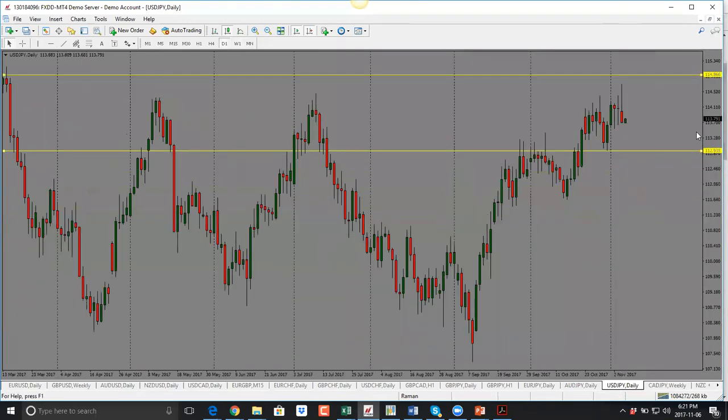Dollar yen. Dollar yen, big bearish pin bar close. So I'm looking for price to drop further. In this case, the target here would be 113.20. So the bias is to the downside for dollar yen.